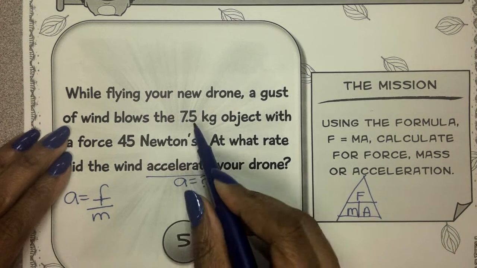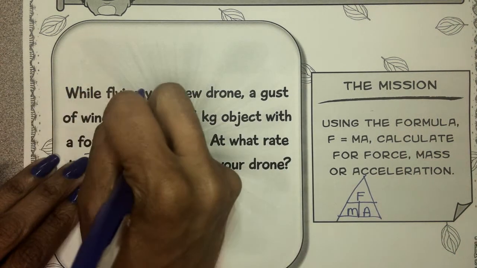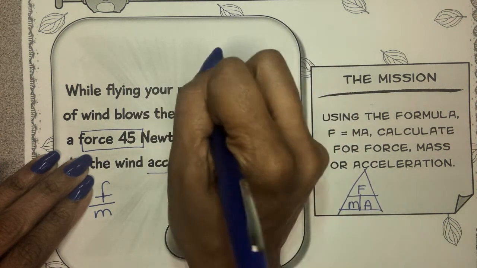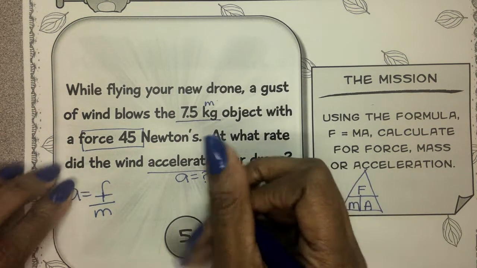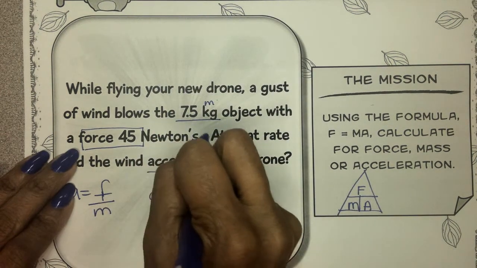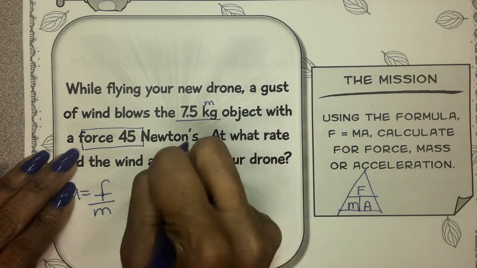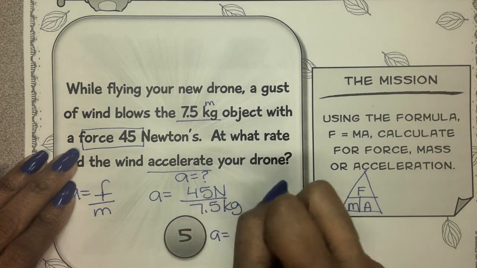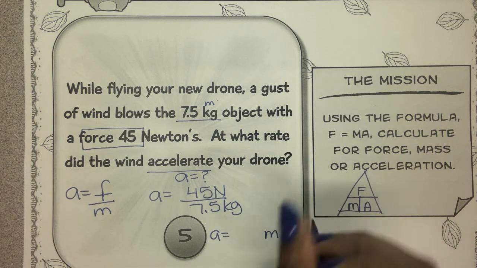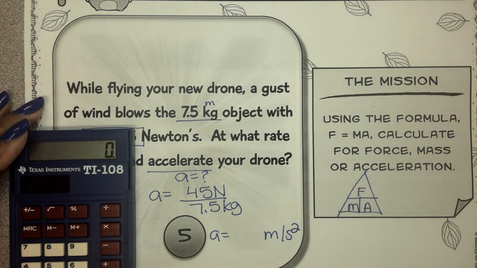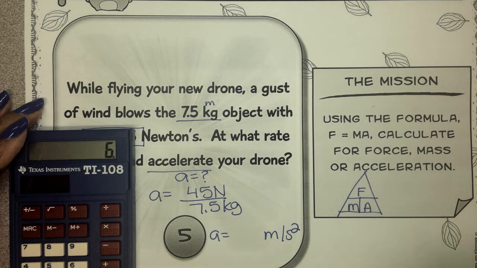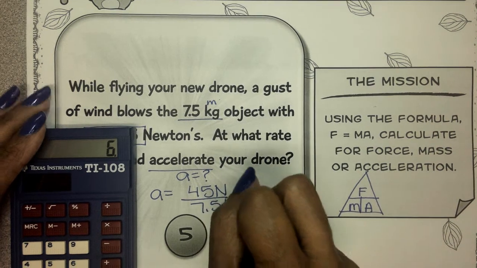The force was 45 newtons. The mass was 7.5 kilograms. So my acceleration is equal to my force, 45 newtons, divided by 7.5 kilograms, in meters per second squared. So I'm going to plug in my numbers, 45 divided by 7.5, and my answer is 6 meters per second squared.